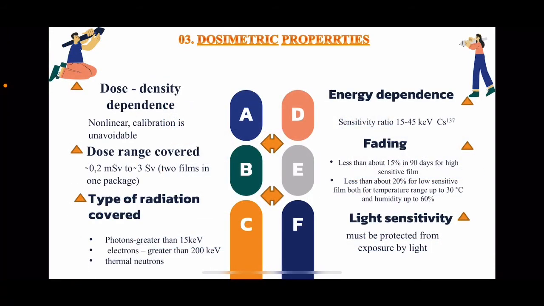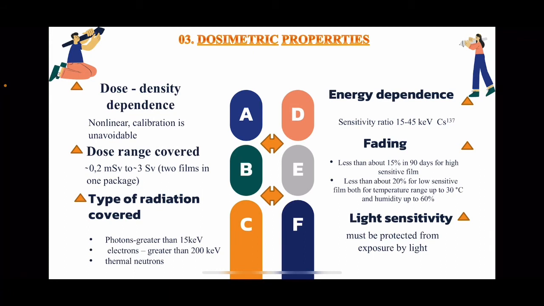Now, isometric properties. Dose density dependence, non-linear. Calibration is unavailable. A dose range covering around 0.2 millisievert to around 3 sievert. Two films in one package. Type of radiation covered: photons greater than 15 kiloelectron volt, electrons greater than 200 kiloelectron volt, and stray neutrons.